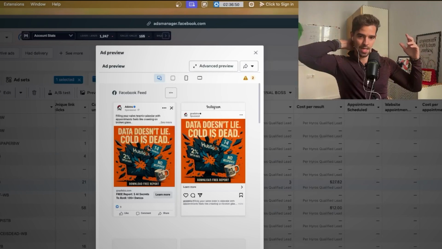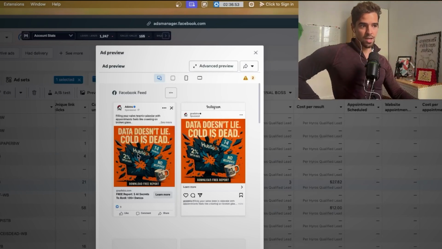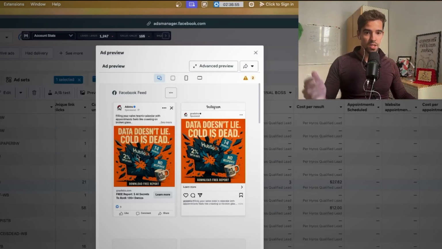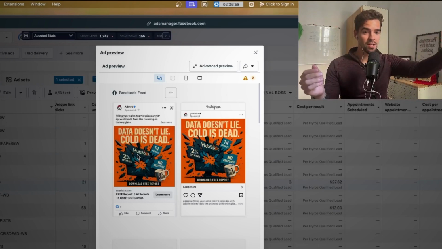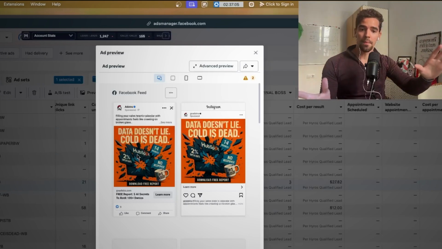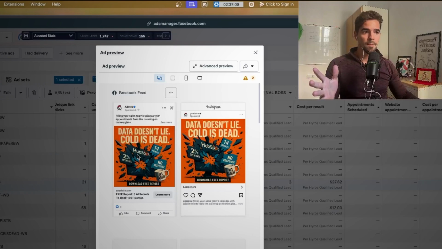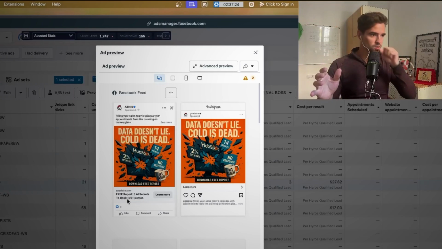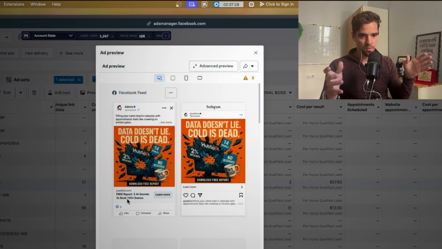Now, if you look at this ad, it's very obvious. The pattern match is anybody doing cold email and using HubSpot. HubSpot is a pattern match. A business owner, a CFO, a sales leader, a marketing leader is going to see HubSpot and stop and say, oh, okay. Right? Oh, data doesn't lie, cold is dead. Interesting, right? Lead in: filling your sales team's calendar with appointments feels like crawling on broken glass. Shared problem, shared desire. 5 AI secrets to book 100 plus demos. A little mystique in there. So just to let it be known, this is crushing for us, okay?